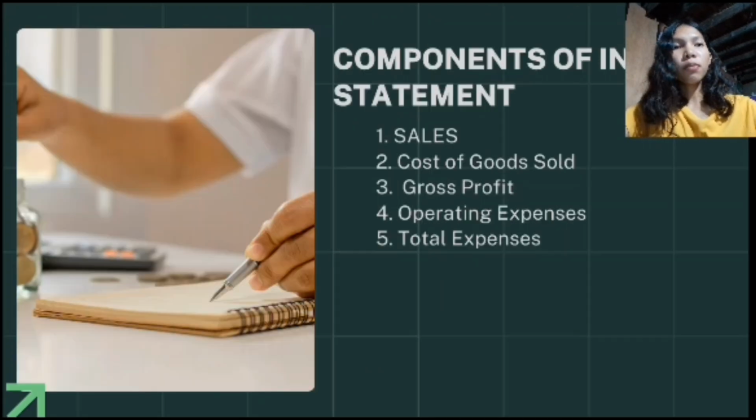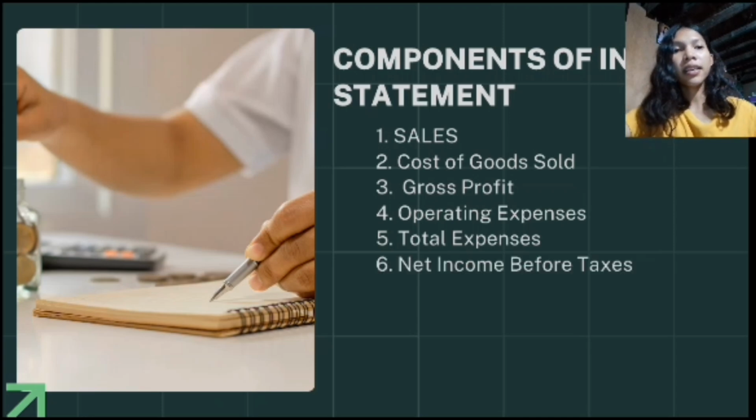So the next component is the total expenses. So total expenses, this is a sum of all expenses incurred in business without yet the taxes or interest expense or interest income if there is any. So the sixth component is the net income before taxes. So this figure is the amount of income earned by a business before paying income taxes by deducting total operating expenses from the gross profit.